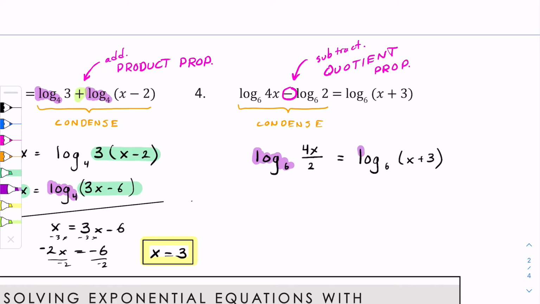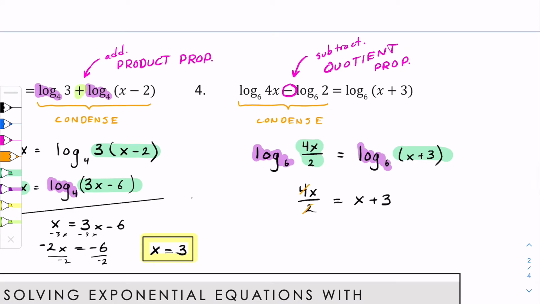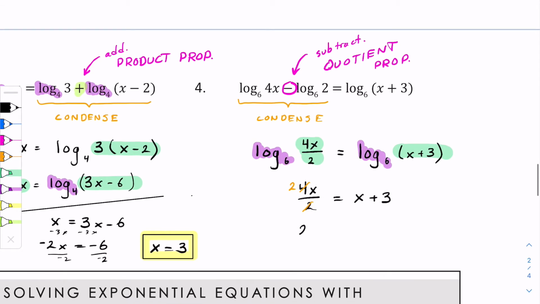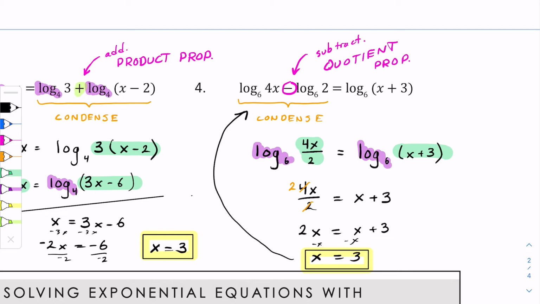I have the same log and base on each side, so I can set 4x over 2 equal to x plus 3. 4x over 2 will simplify to 2x. 2x is equal to x plus 3. Subtract x from both sides. We end up with x equals 3. And once again, just check your answer. Make sure all the arguments come out to be a positive value. You're checking it in the original equation. In this case, it does, so x equals 3 is your final answer.